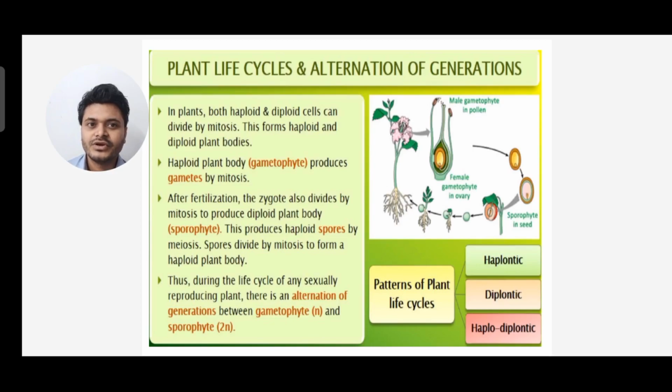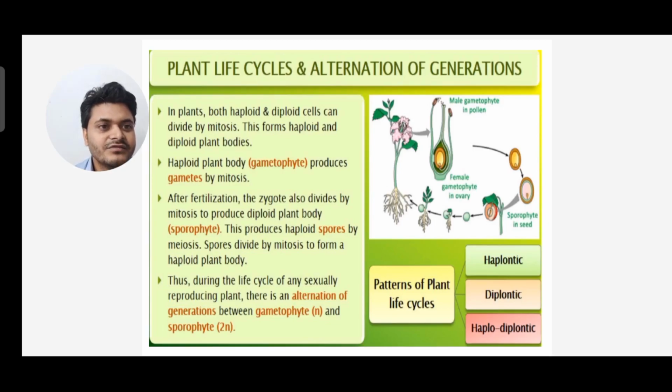The haploid plant body, the gametophyte, produces gametes by mitosis. After fertilization, the zygote divides by mitosis to produce the diploid plant body, that is the sporophyte. This produces haploid spores by meiosis. The spores divide by mitosis to form the haploid plant body. Thus, during the life cycle of any sexually reproducing plant, there is an alternation of generation between gametophyte, which is N, and sporophyte, which is 2N. This is called alternation of generation.